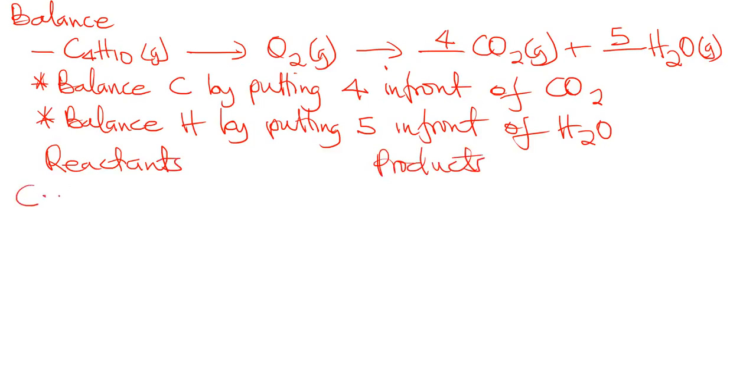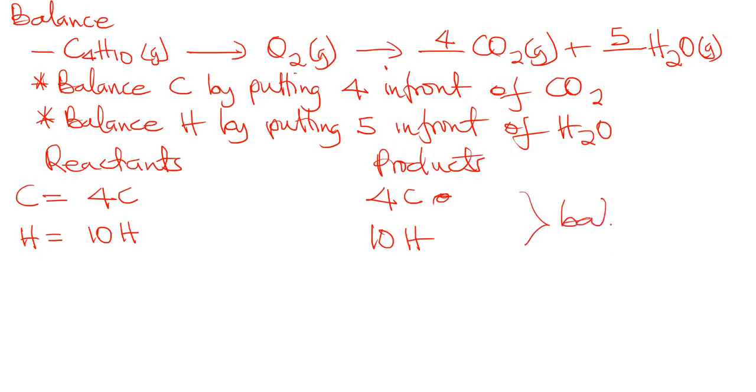Carbon. We have 4 carbon atoms on the reactant side, 4 carbon atoms on the product side. Hydrogen. We have 10 hydrogen on the reactant side. Then we have 10 hydrogen on the product side. So these two are balanced for now.